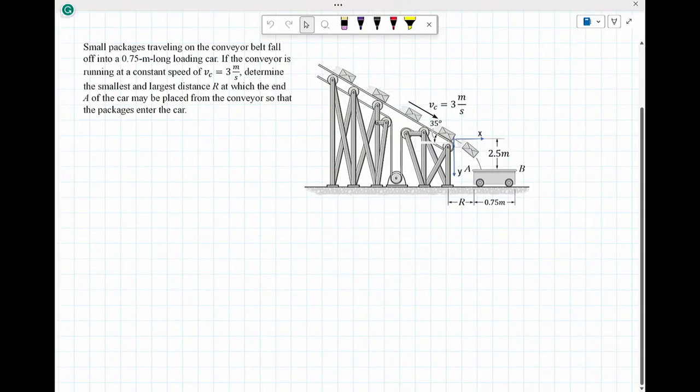I have small packages traveling on a conveyor belt, and they fall off onto a 0.75 meter long loading car. If the conveyor is running at a constant speed of 3 meters per second, determine the smallest and largest distance r at which the end of the car can be placed from the conveyor so that the packages enter the car. We worry a lot about boxes falling into carts.